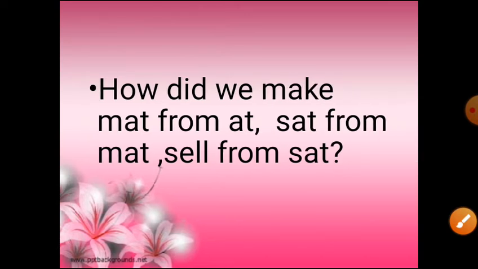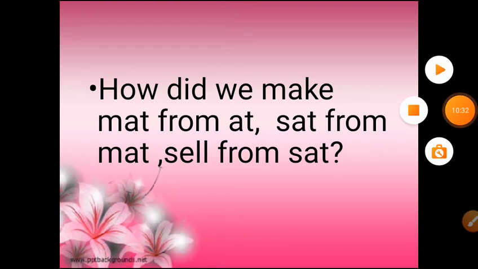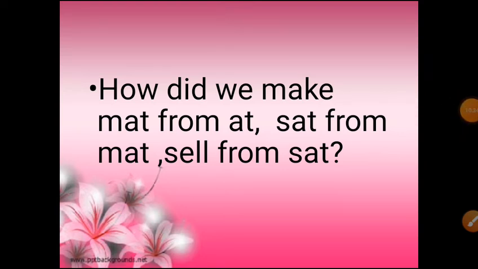Now, okay. Hope you enjoyed the game, right? How did we make mat from at, sat from mat, sell from set? Think, all of you. How did we make them? We made mat by adding a letter in front of at. And we made sat by changing the first letter M at the beginning. And we made sell by changing the letter T to LL. Okay, it's like this. The words change when we change the letters. Even the meanings also change, is it not?